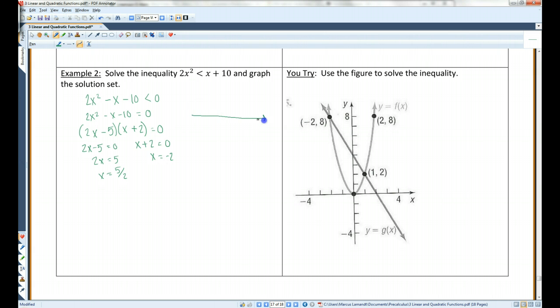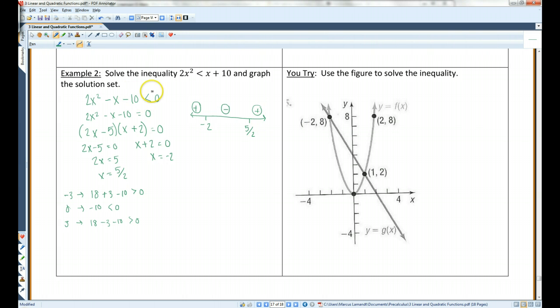So we're going to do the same thing. Here's negative 2. Here's 5 over 2. If I plug in negative 3, I'm going to get positive 9 here times 2 is 18. Minus negative 3 becomes plus 3. This is positive. If I plug in 0, I get negative 10, which is negative. And 5 over 2 is the same as 2.5, so let's plug in 3. If I plug in 3, I'm going to get 18 again. Still positive.